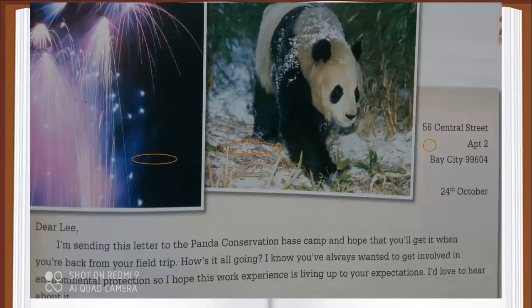In our previous lesson, we read about the place where the letter was sent to Lee. As I told you, Lee was on a field trip. When he returns from the field trip to the base camp, he will find the letter that was sent to him by Todd.